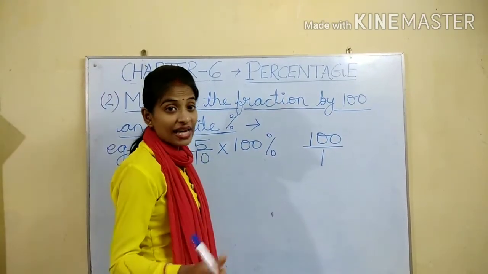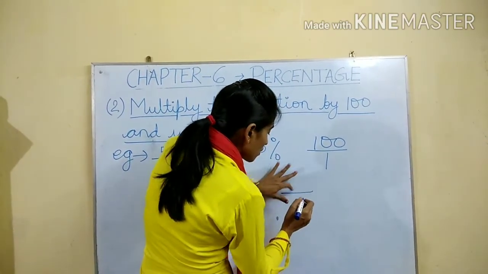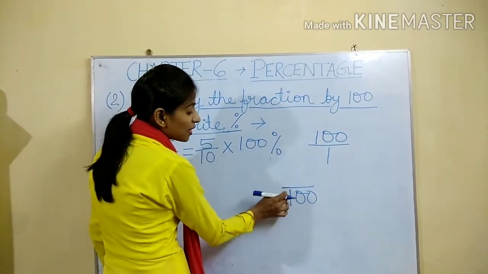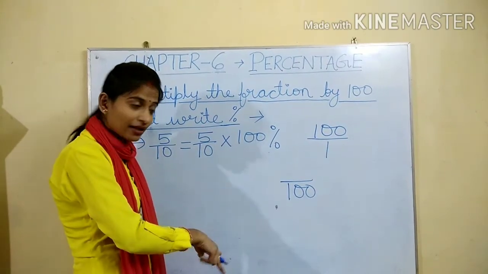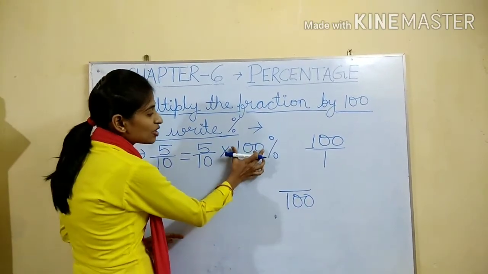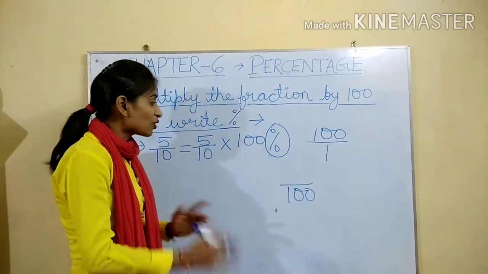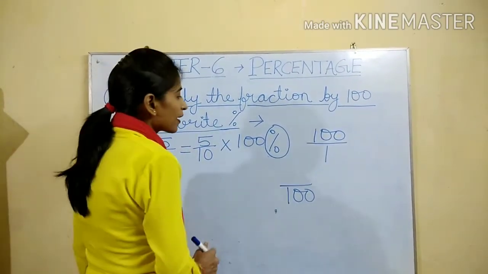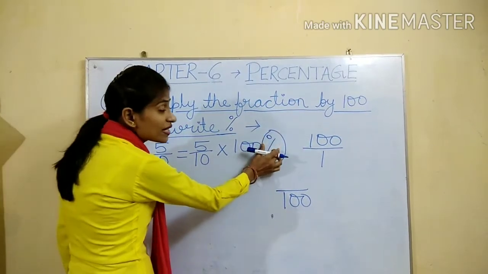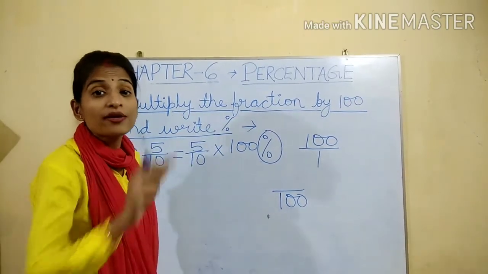How? Because I have explained that percentage means out of 100. Okay, it means this percentage sign represents 100 in the denominator and this 100 represents 100 in the numerator. So now it's an equivalent fraction. That's why I am saying when you multiply by 100, always add the percentage sign. If you do not write the percentage sign, then it will be wrong.